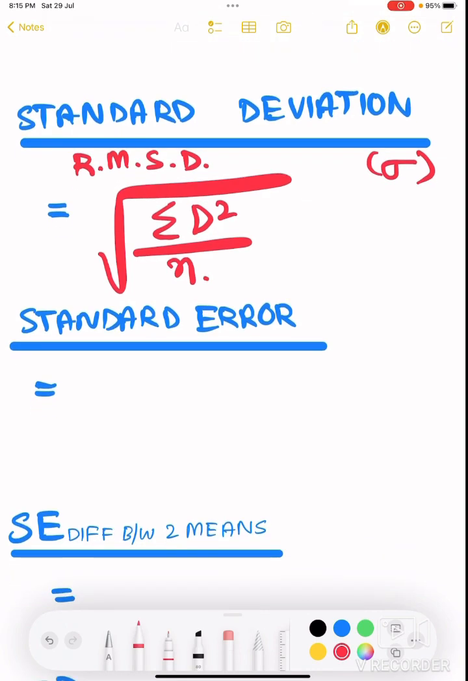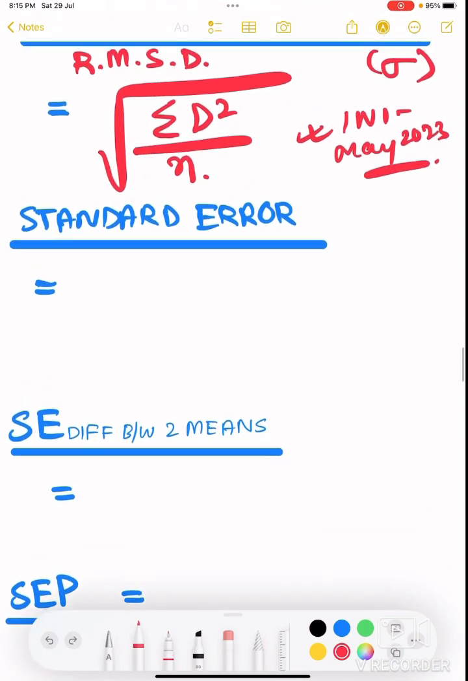Now this particular thing, standard deviation, was asked in INICET May 2023, the one which I gave, right? This particular formula was given and they asked what the formula belongs to. Now many people actually made a mistake. They didn't answer standard deviation, they answered standard error, right? So it is very important that you may be thinking that these formulas are useless, these formulas are less asked, but no, right? You have to remember these formulas very properly and distinguish them.